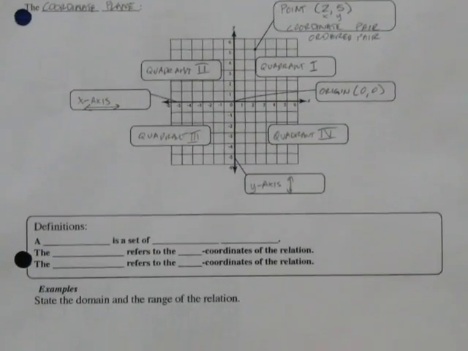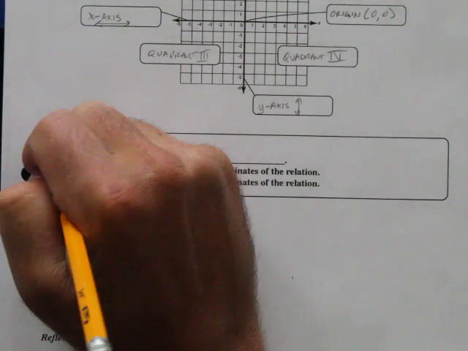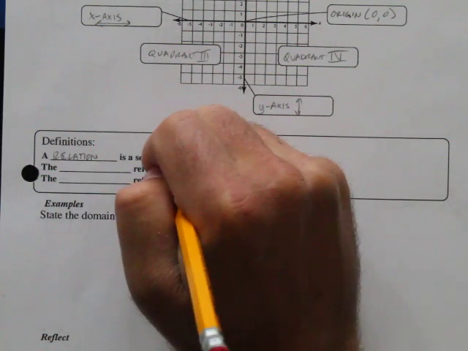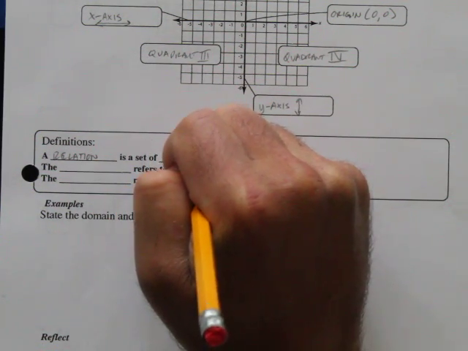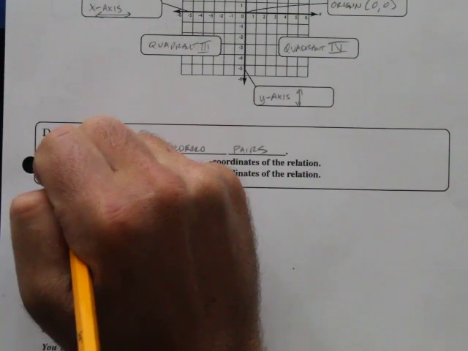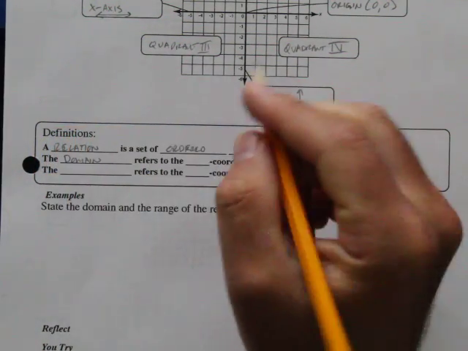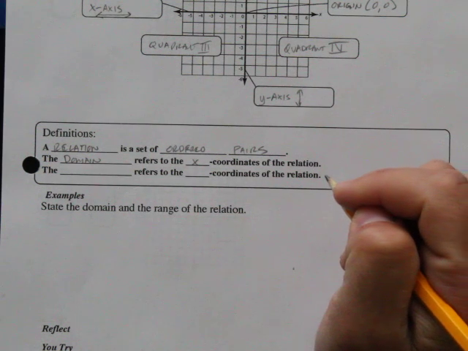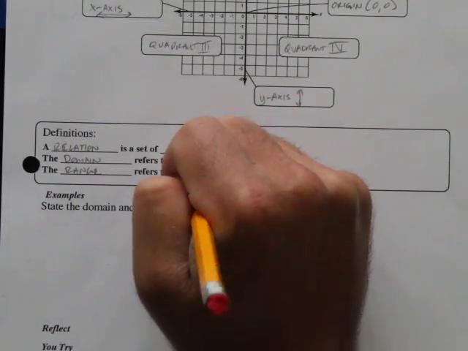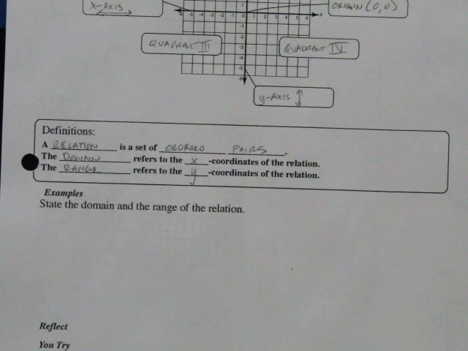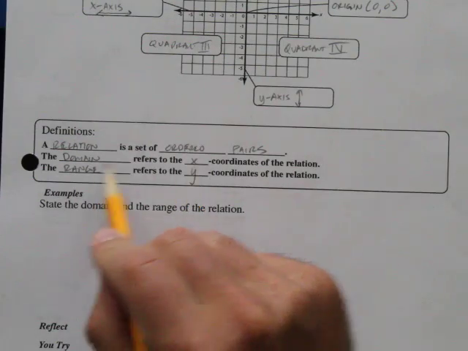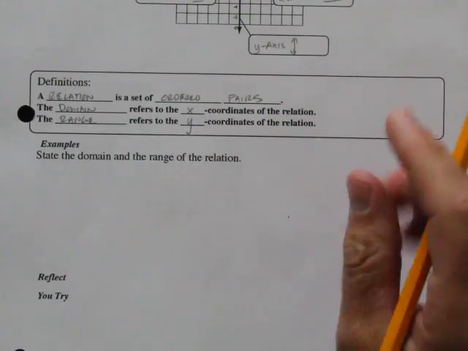All right, let's keep on moving. Let's do some definitions. A relation is a set of ordered pairs. The domain of the relation refers to the x coordinates of the relation. The range refers to the y coordinates of the relation. So whenever you see domain, think x. Whenever you see range, think y. Always and forever. Examples.